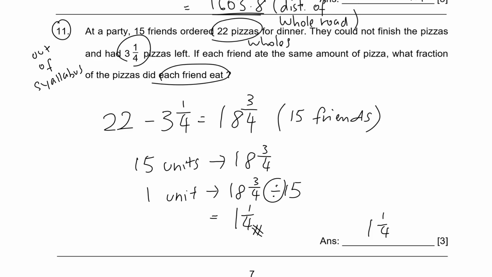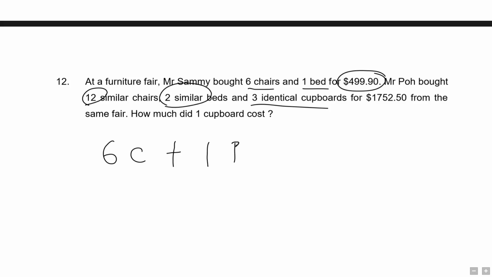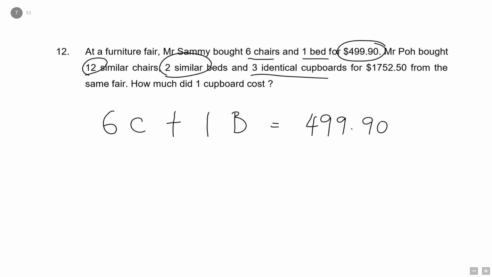Let's go on to question 12. Question 12, you have got Mr. Sammy, who bought 6 chairs, 1 bed, costing this amount. The other person bought 12 chairs, 2 beds, and an extra 3 cupboards. Alright, now, very difficult to draw, so I'm going to just denote it with letters. 6 chairs and 1 bed is going to cost the person 499.90. I'm writing down all the information, by the way.